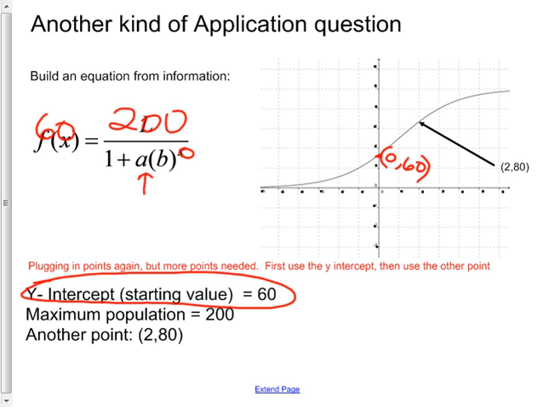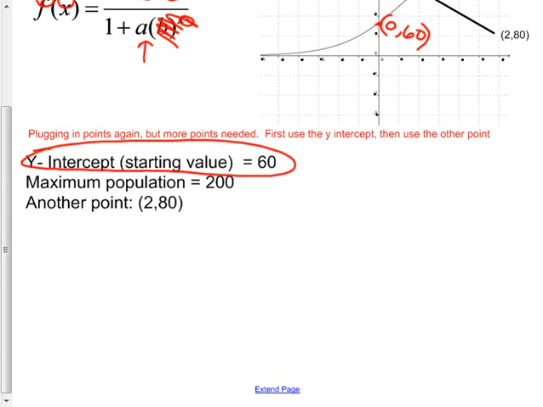Get what I just did there? I just put it in as a point. Now, you might think, but there's an A and a B. But the B is to the 0 power, which means it's really going to equal 1. So it's really not even there anymore. Get that? So then you just got to solve this: 60 equals 200 over 1 plus A.